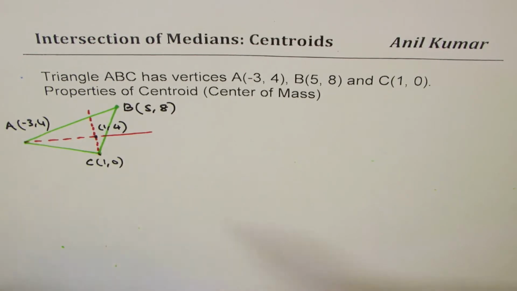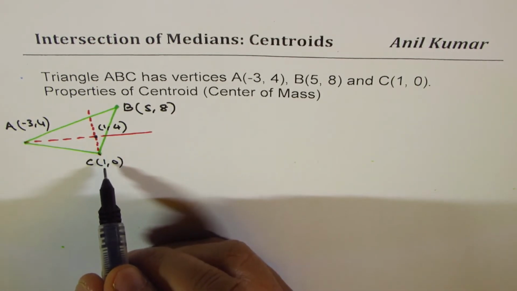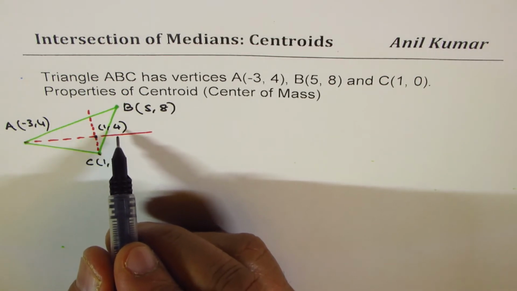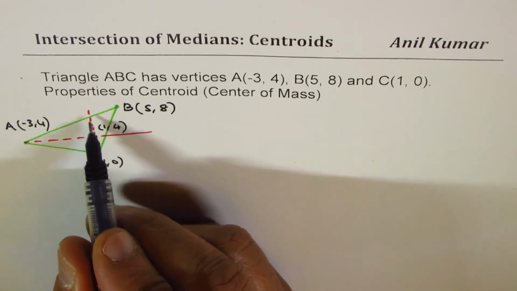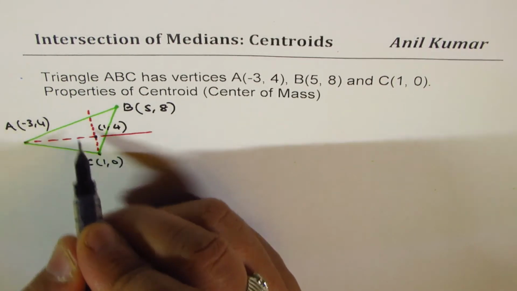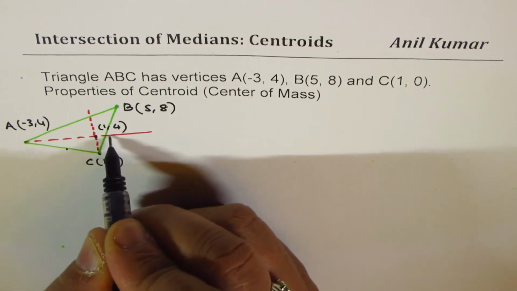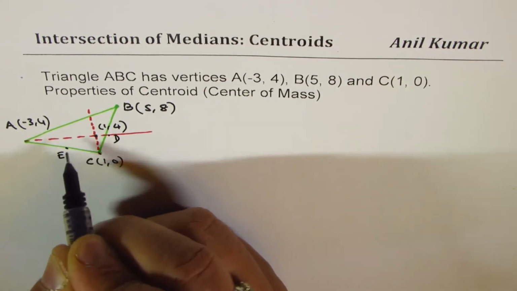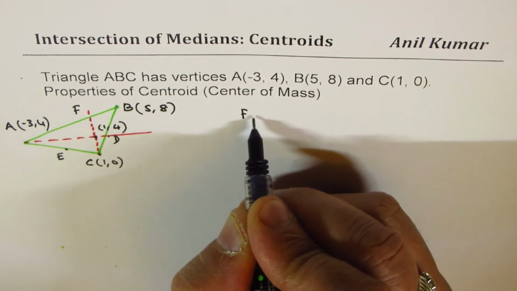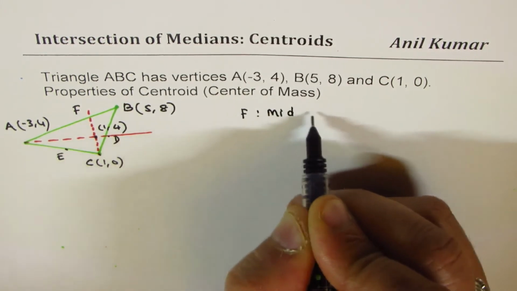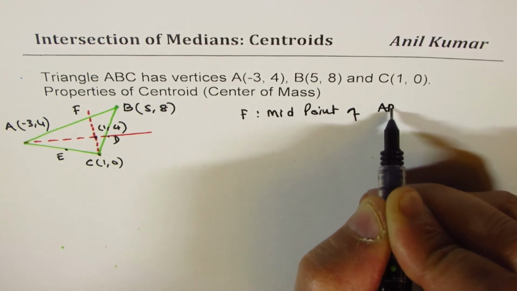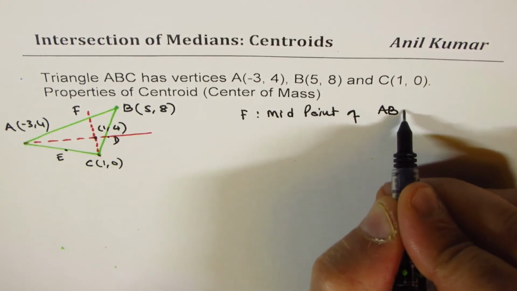Correct? We have to verify that (1, 4) also lies on the median from C, right? So this is not a to-scale diagram. So let's find the midpoint. We have D, E, and this is F now here, right? So F is the midpoint of AB, right?